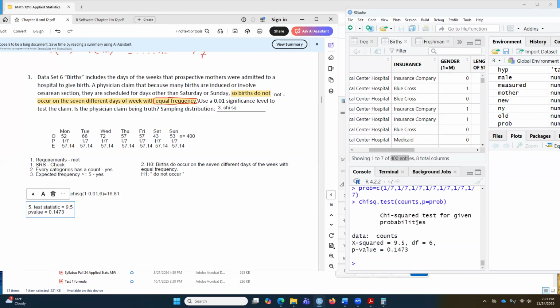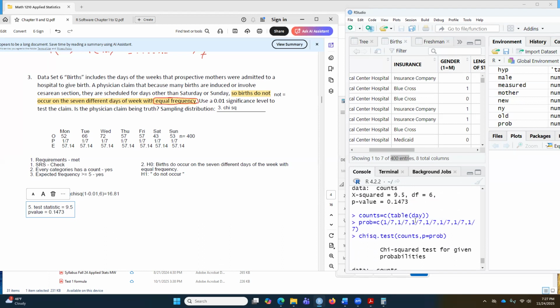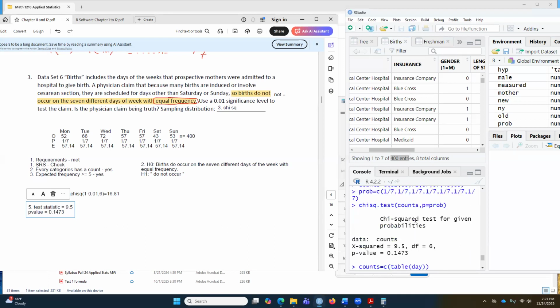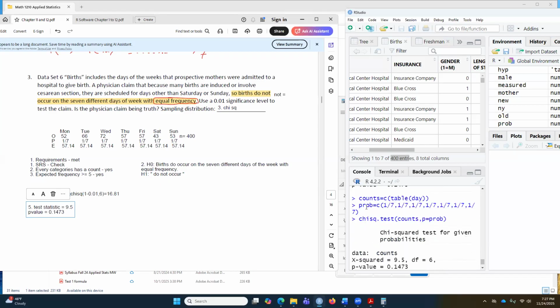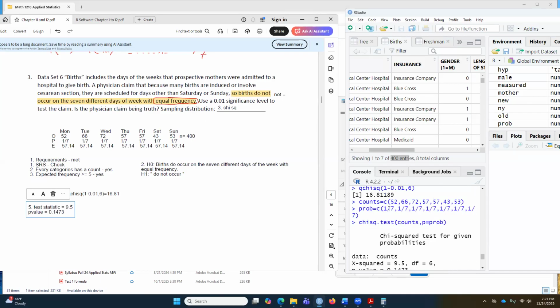Yep, so you can still use table of day as long as the frequency is the same, because it doesn't matter if they put Monday first or Friday first or what day first, they're all going to have 1/7 for each case. So you can do it that way. You can do counts equals table of day and so on. But if they do not have an equal frequency, then I recommend you do the first thing, meaning Monday, Tuesday, you have to line up nicely. Questions?